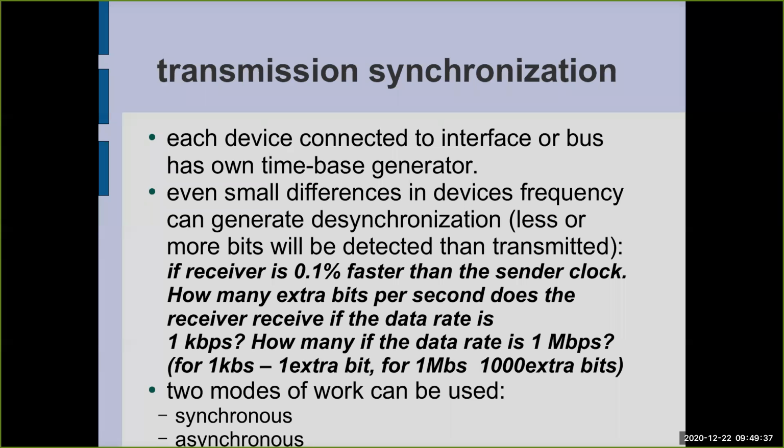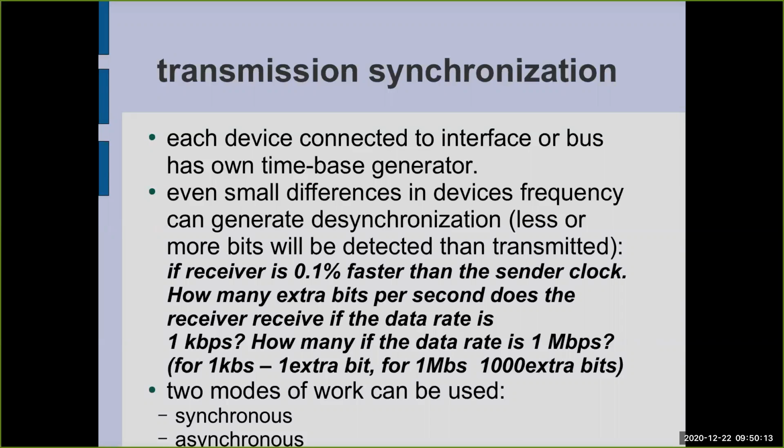So even if the difference is not so huge, after some time we can observe errors. I mean we can find additional bits or lack of particular bits in the data stream, depending on whether the duration of a single bit for the transmitter or receiver is longer or shorter.